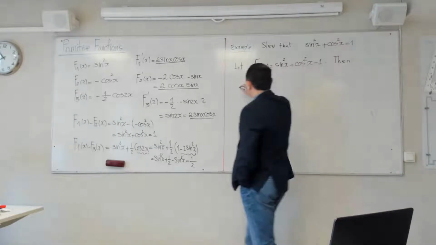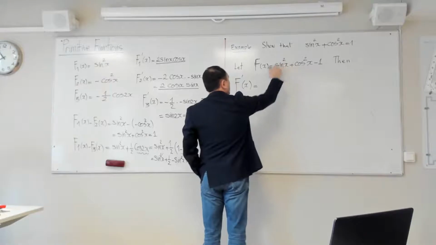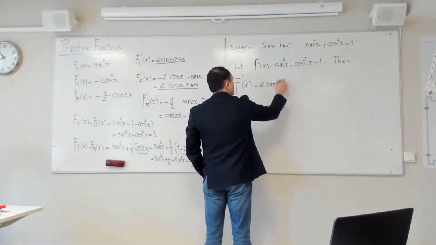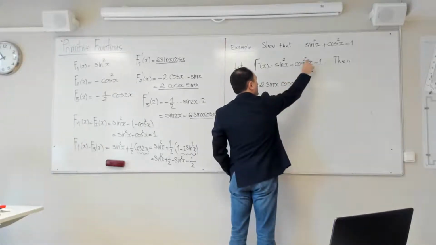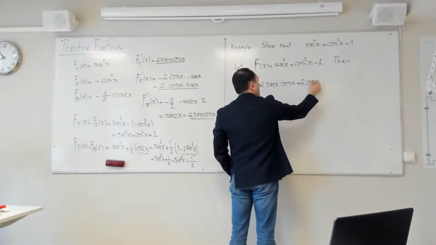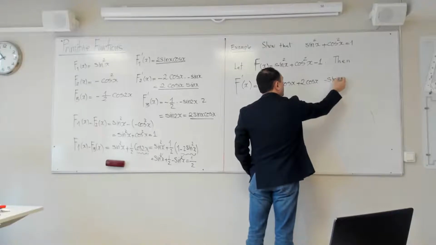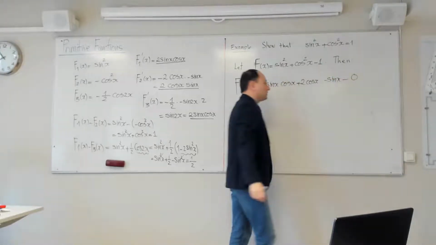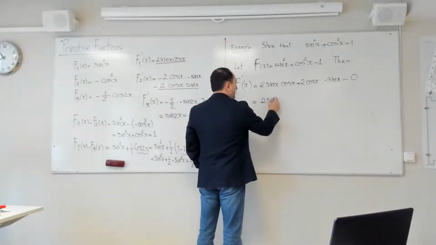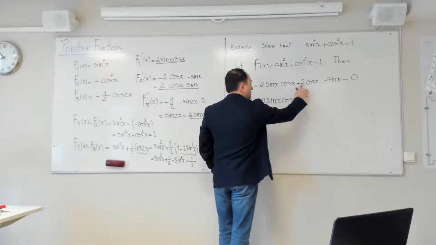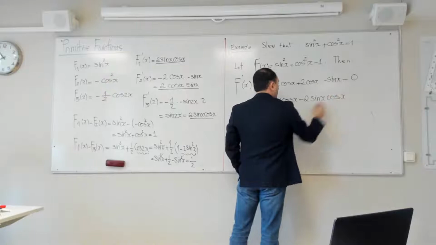What happens if I calculate the derivative? The derivative of this one, 2 goes down, it becomes 2 sine x, but the derivative of sine becomes cosine. And the derivative of cosine squared, 2 goes down, it becomes cosine, but I have to multiply by the derivative of cosine, which becomes negative sine, minus the derivative of 1 is 0. But what is the derivative now? You see, this is 2 sine x cosine x. And 2 times minus 1 is minus 2 sine x cosine x. And then what is the answer?